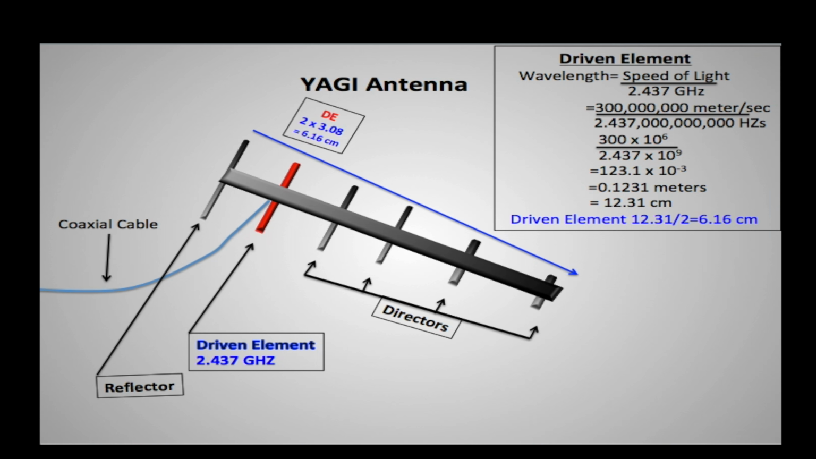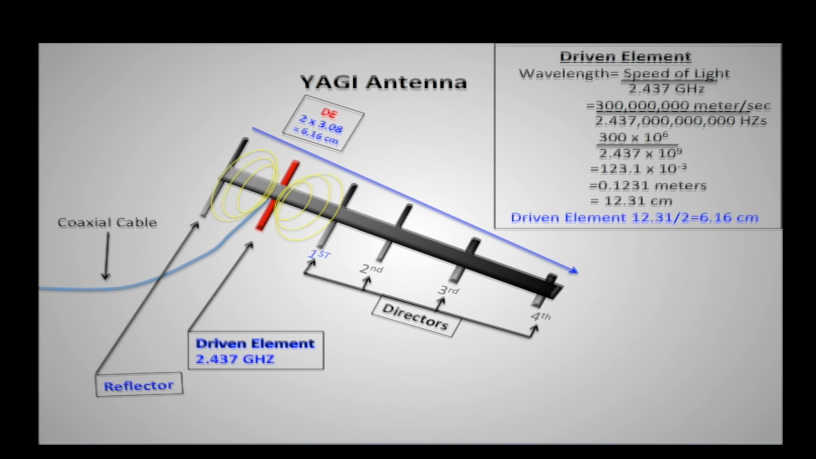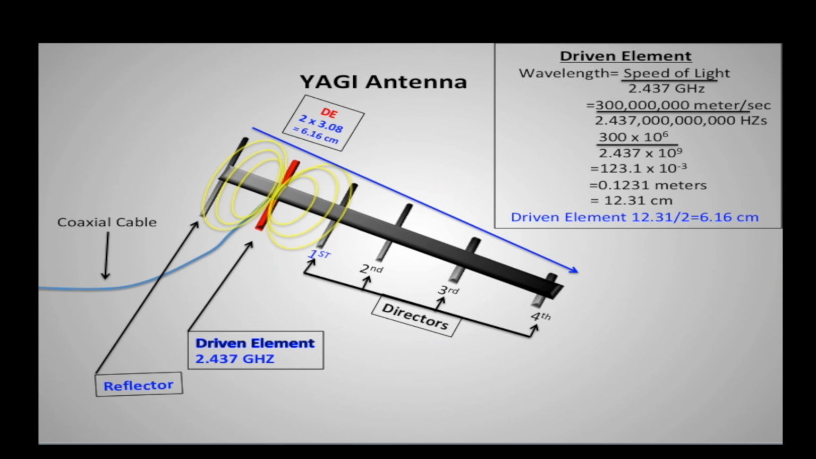When current is induced into the driven element from a transmitter sending radio waves through a connected cable, the end result is an alternating current flow through the driven element. This current flow causes a magnetic field to develop around the driven element, inducing voltage into the reflector and the first director element. This is the beginning of the process to use the dipole antenna to develop a directional antenna known as the Yagi.